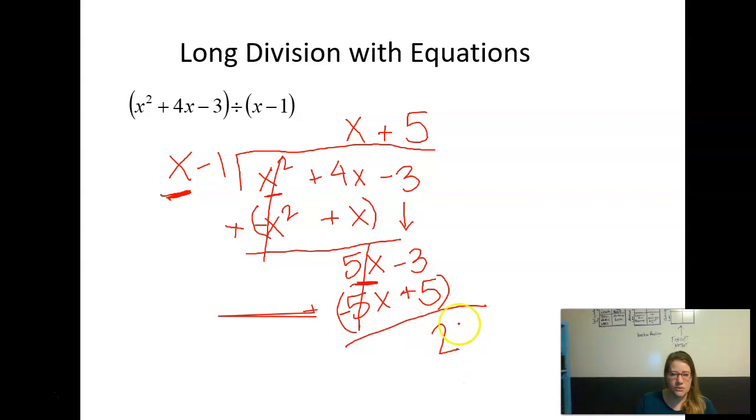Now this 2 is my remainder. So I'm going to add 2 over my divisor, which is x minus 1. So my result here is just x plus 5 plus 2 over x minus 1.